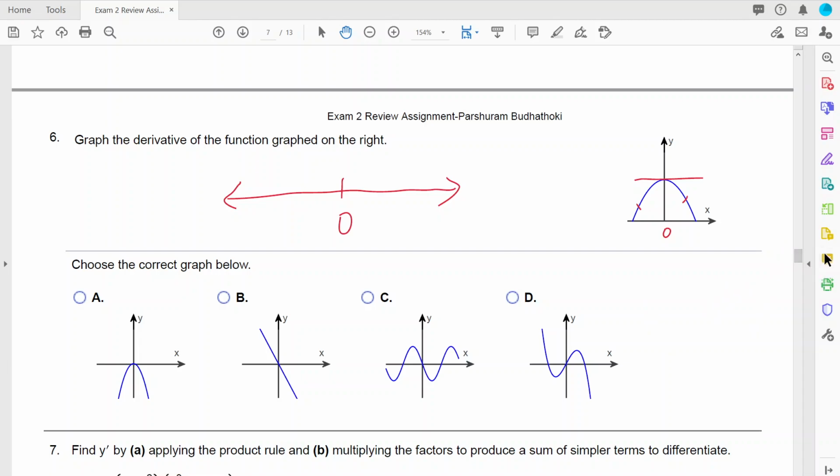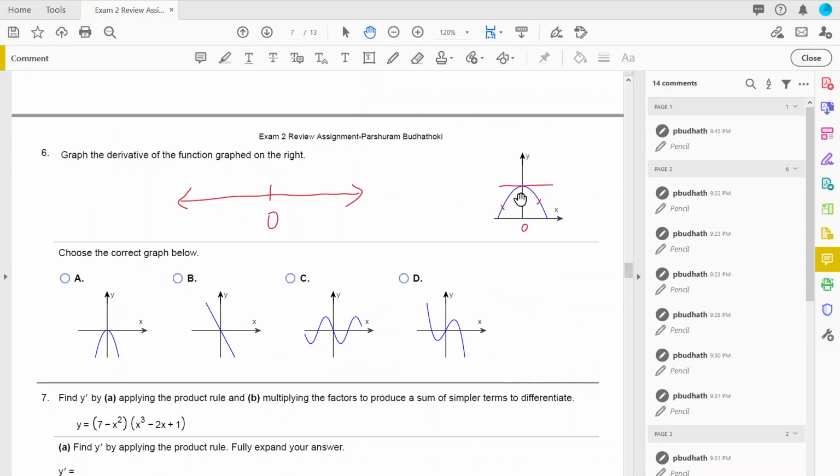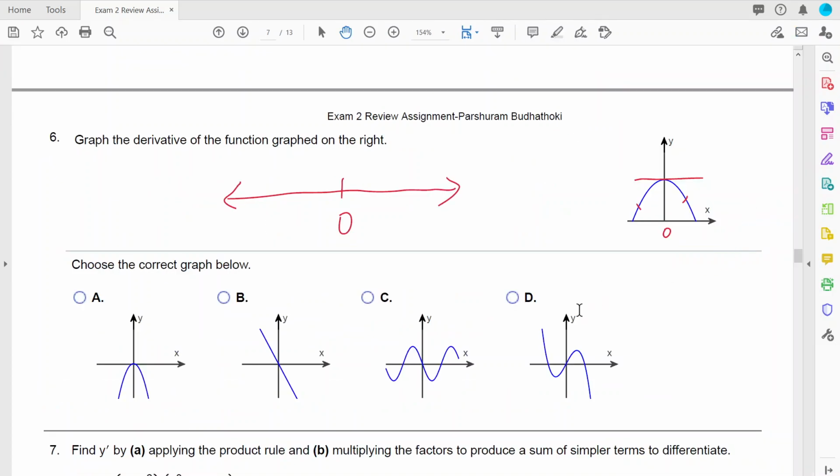So that means the derivative on the left side of 0 would be positive, the derivative on the right side of 0 would be negative, and the derivative at 0 is 0 itself. So here it's positive, here it's 0, and here it's negative. So we need to find the graph, one of these graphs, which is positive on the left side of the origin, which is 0 at the origin, and which is negative on the right side of the origin. Look at the first graph. It is negative on the left side, so this is not the right one. Look at the second one.